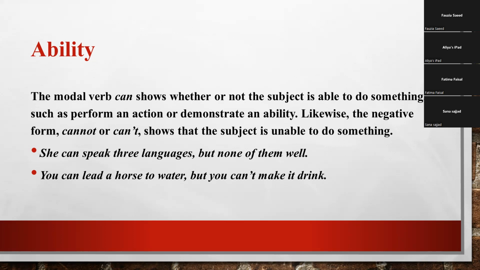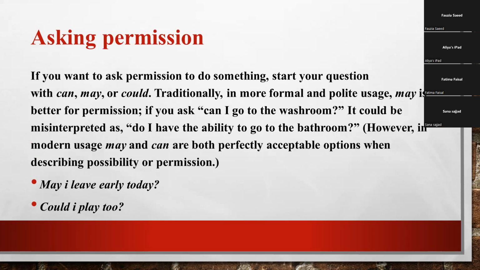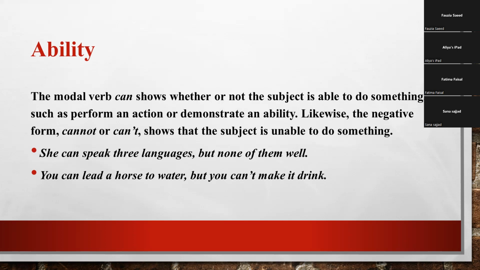Very good. Yes, Sana: I can cook some dishes very well. Okay. I can swim, but I'm afraid of depth. I can swim, but I'm afraid of depth. Sorry, I can swim, but I can't do walking. You can say like that. I can swim, but I can't do gymnastics.